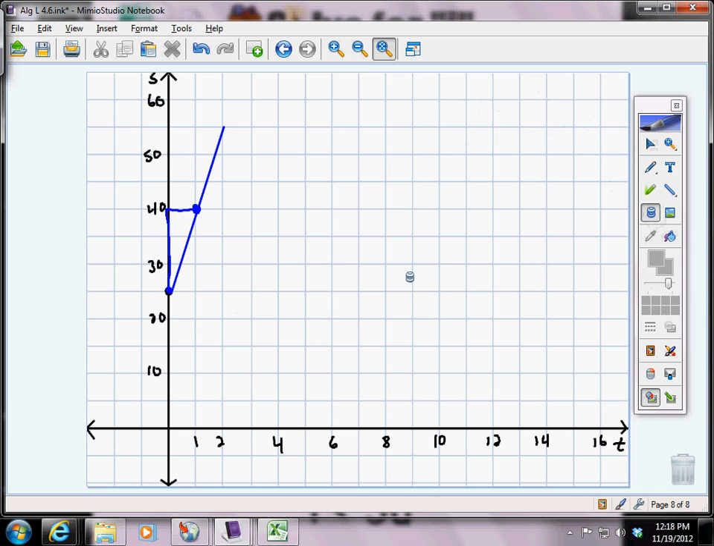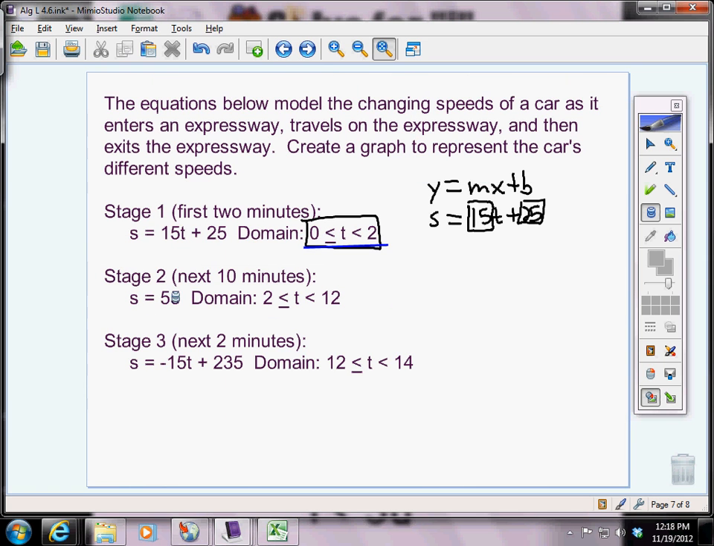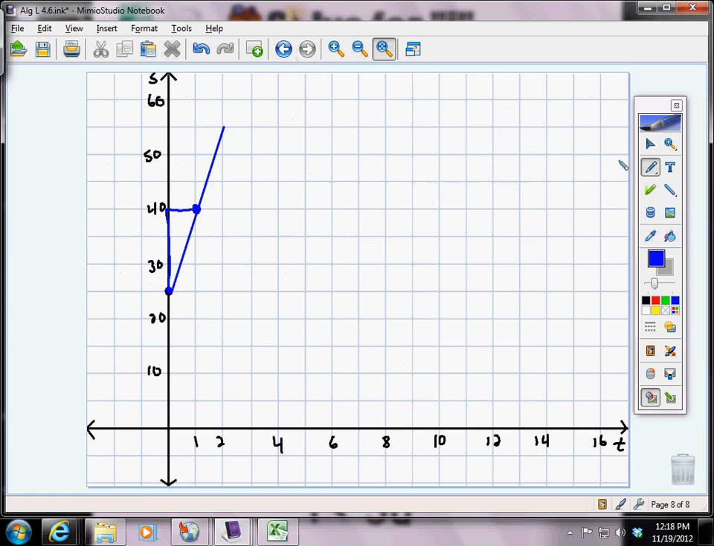Notice I didn't put arrows at the end, because this line doesn't continue on and on. First of all, it doesn't make sense for us to deal with negatives. And second of all, at 2 minutes, I change. At 2 minutes, now I have S equals 55. Now remember, S is like saying Y. So if we said Y equals 55, hopefully you guys can remember that Y equals is a horizontal line. So now I'm going to draw a horizontal line through 55 from 2 to 12, all the way up to 12.